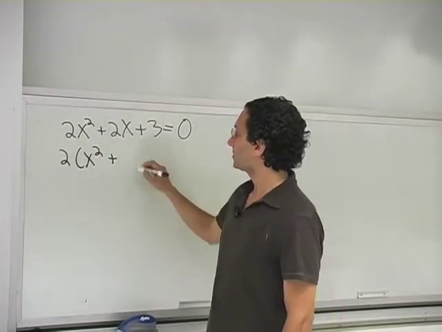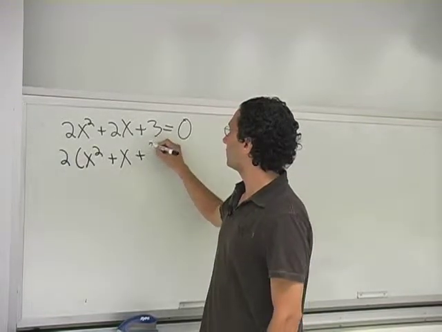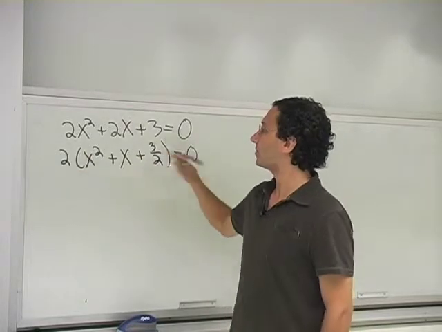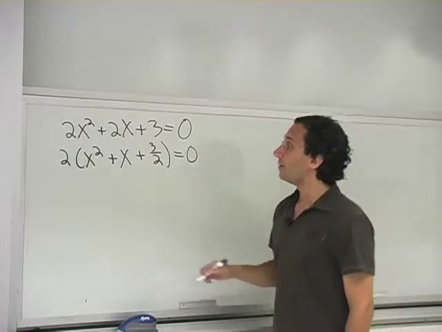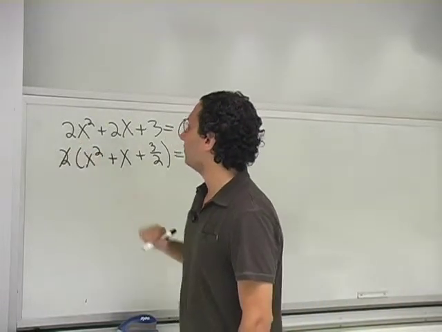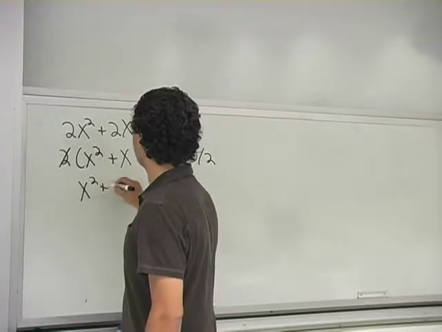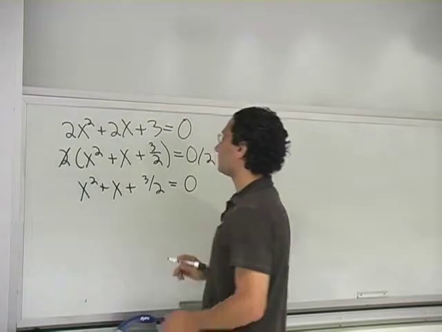That becomes 2 times x squared plus x plus 3 over 2 equals 0. 2 times 3 over 2 is just 3. Then we can divide both sides by 2, and we're left with x squared plus x plus 3 over 2 equals 0.